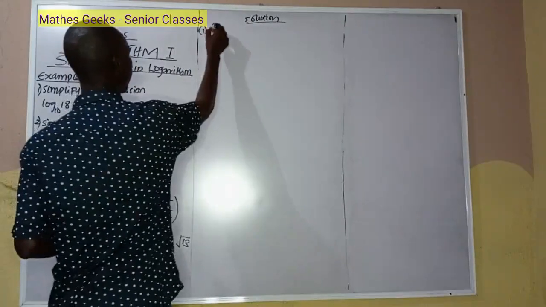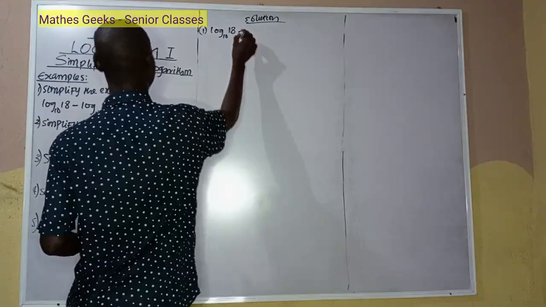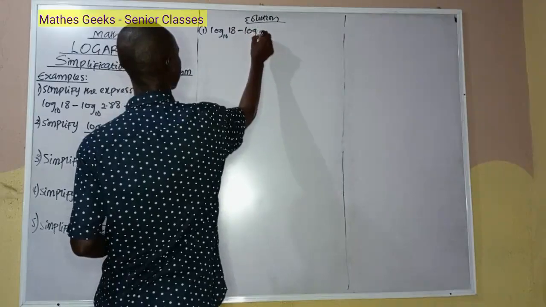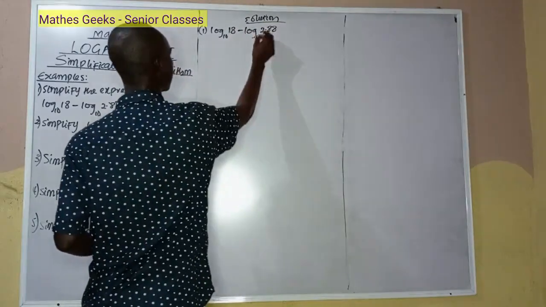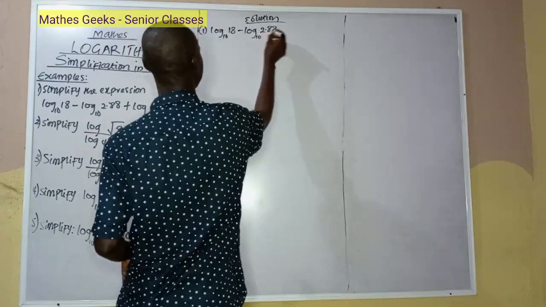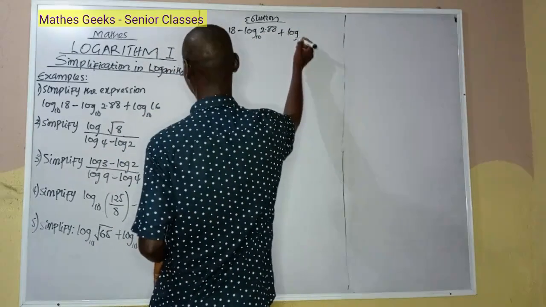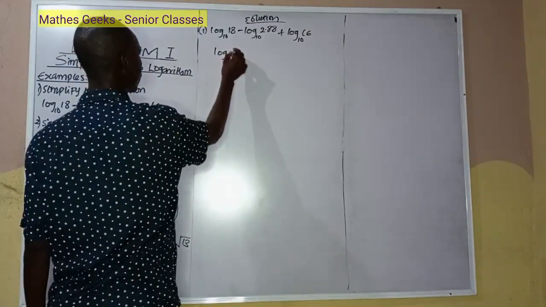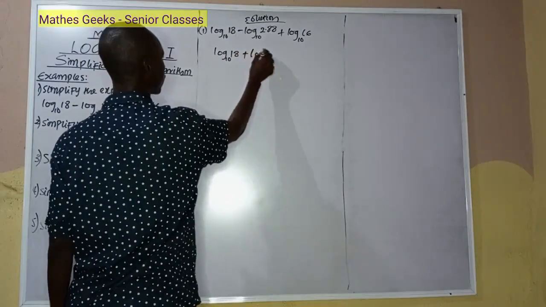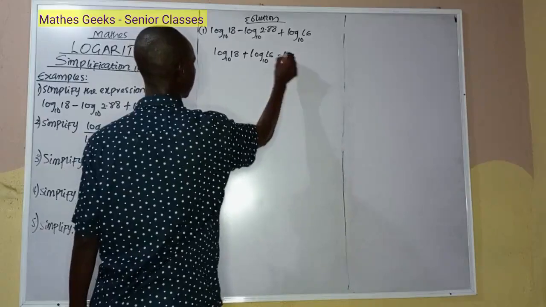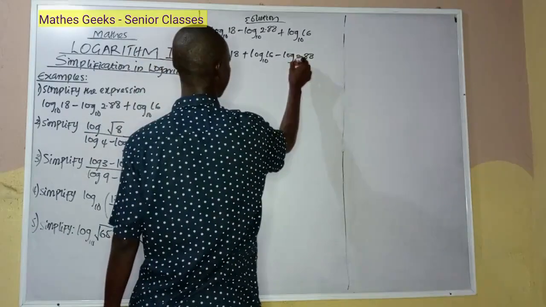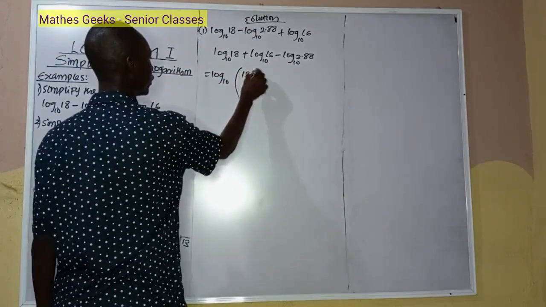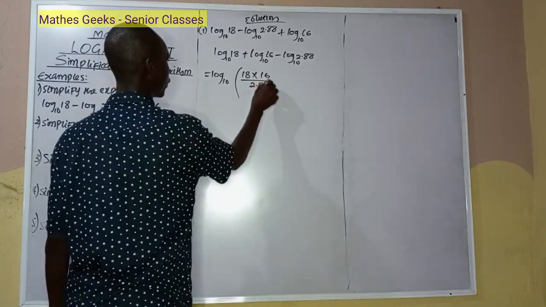Number 1, simplify: log 18 minus log 2.88 to the base 10 plus log 16 to the base 10. So let's rearrange: log 18 plus log 16 minus log 2.88 to the base 10. So this will be equal to log to the base 10 of 18 times 16 over 2.88.